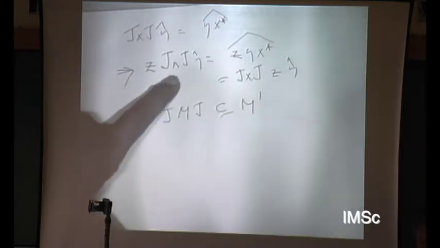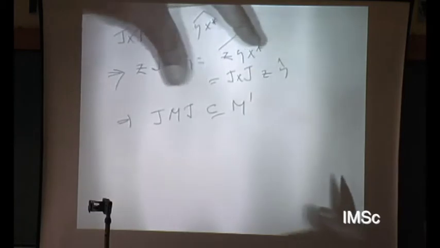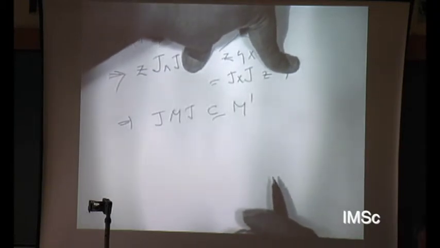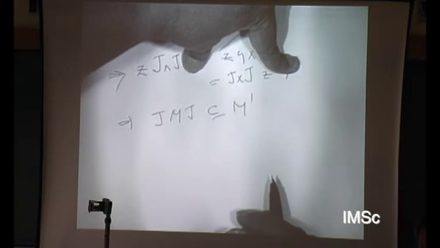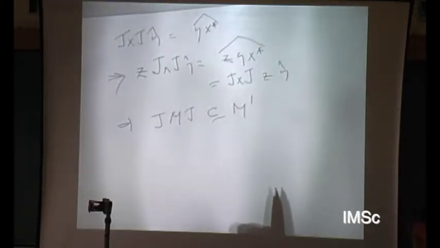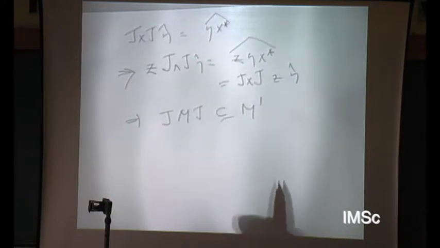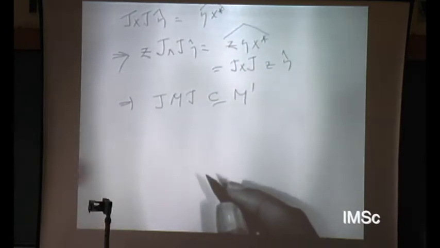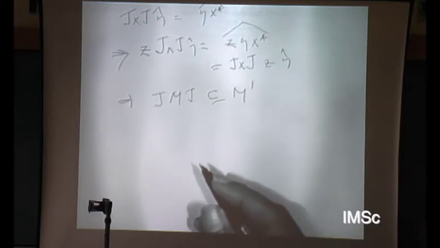This is true for all y hat. So the operator, without the y hat, the equation is still true as operators. That means J x J commutes with z for any z and for any x in M. That means anything in J M J is in M prime. So this proves that J M J is contained in M prime. And this only used the fact that J sends x hat to x star hat.